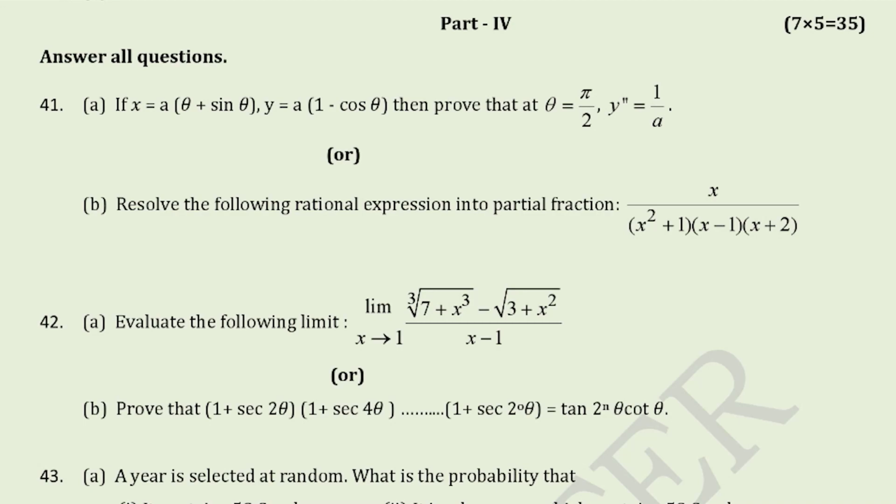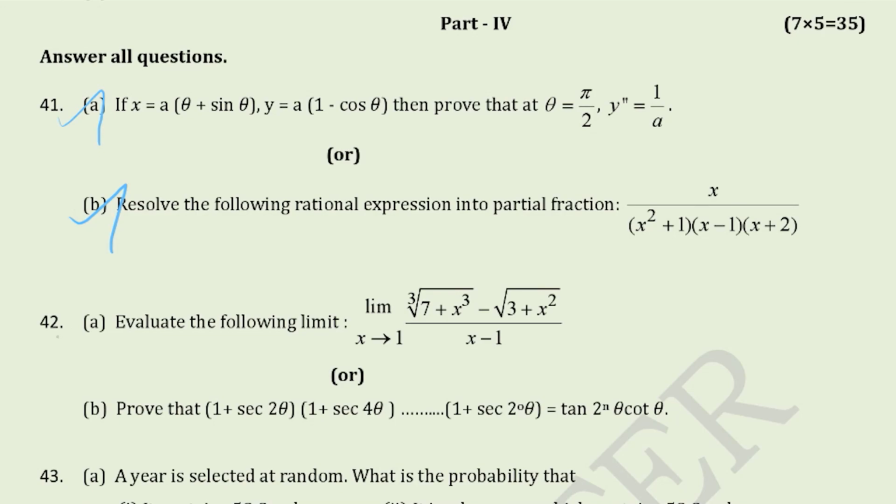We have to attend all 7 questions. Every question has an A or B choice, so attending any one of A or B is enough. In 41 A: if x equal to a into theta plus sin theta and y equal to a into 1 minus cos theta, then prove that at theta equal to pi by 2, y dash equal to 1 by a. And question B: change the given rational expression into partial fractions.